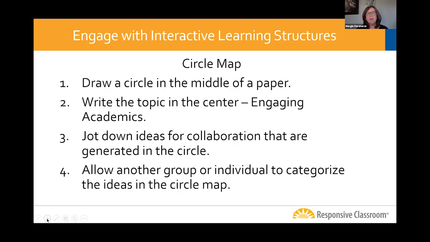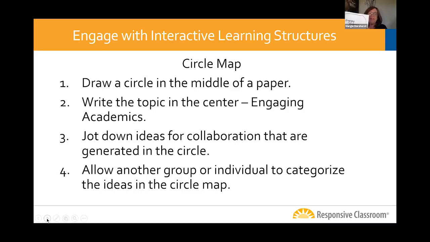Within the circle, you're going to jot down ideas that we discuss and talk about that go along with the topic of engaging academics today. So as we talk about something, you might jot down a word that resonates with you, or maybe it's a practice you're already doing or a question that you have. So it's kind of random and not really organized.